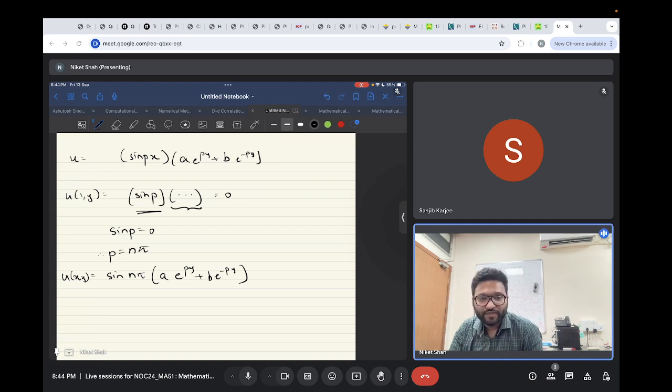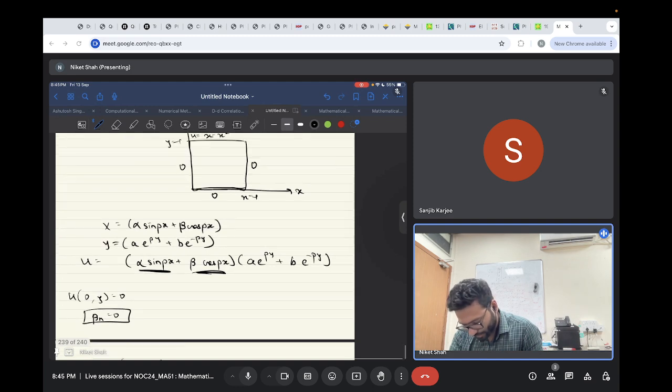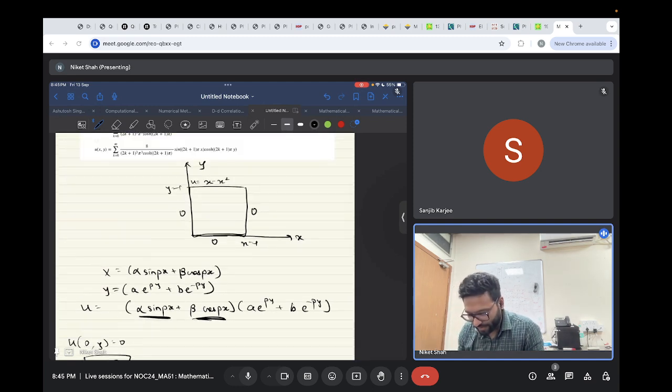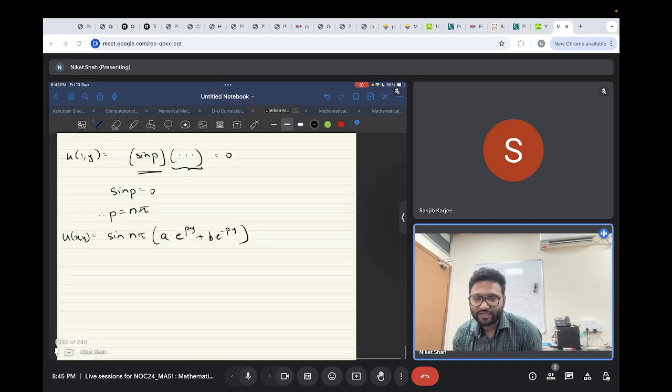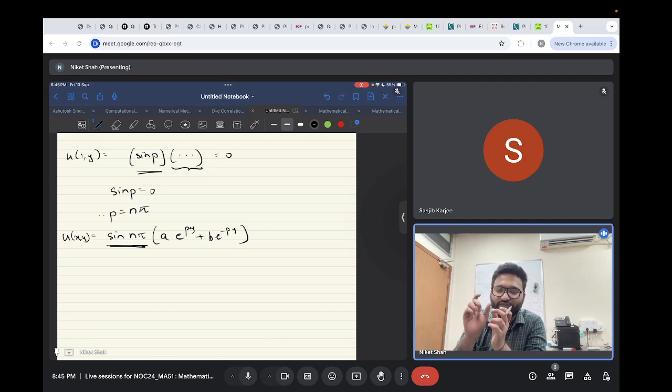Okay, but as we know, this form of function need not necessarily satisfy the boundary condition at y equal to 1, because it's a very specific function. And here what we have is sinusoidals and exponentials. So to do that, we'll have to take a linear combination of all the sine n pi's. Of course, we know n is any integer. So what we'll do is we'll use that.